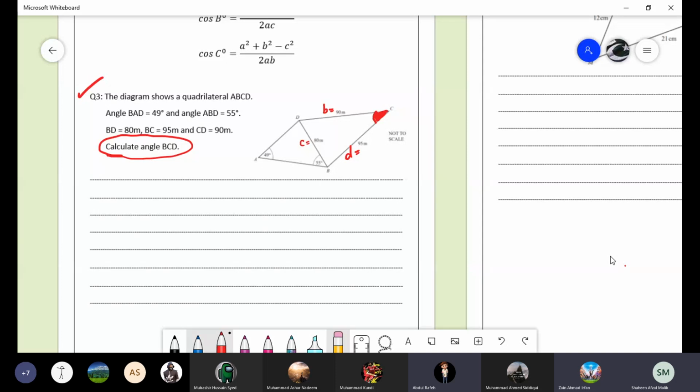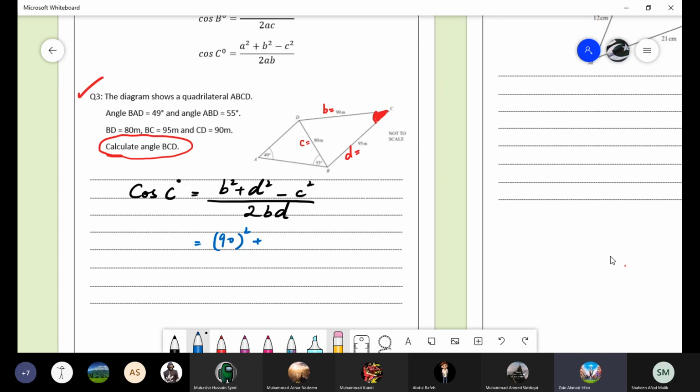Ma'am, do we use cosine rule or sine rule? Beta, this is the cosine rule. So cos C is equal to b square plus d square minus c square over 2bd. Okay, substitute the values here: 90 square plus 95 square minus 80 square over 2 times 90 times 95.